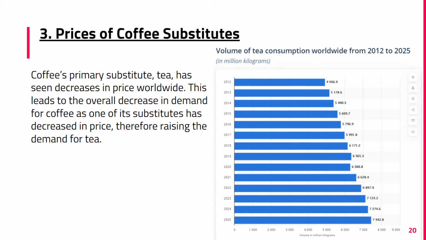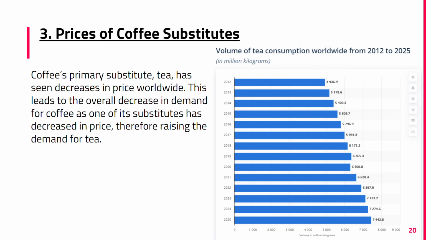Now last, we have the prices of coffee substitutes. Coffee's primary substitute, tea, has seen decreases in price worldwide, and this leads to an overall decrease in demand for coffee as its primary substitute, tea, has decreased in price, therefore raising the demand for tea.